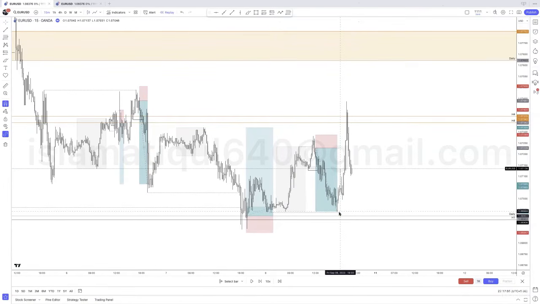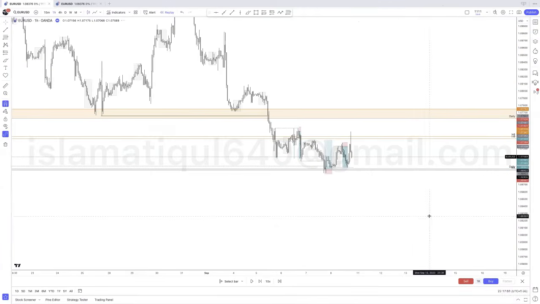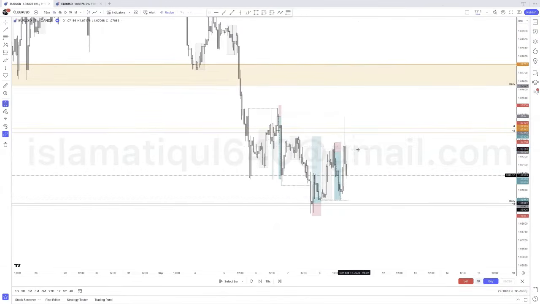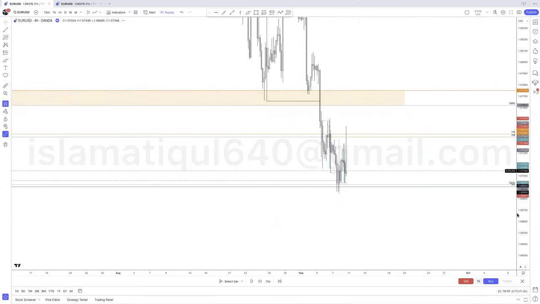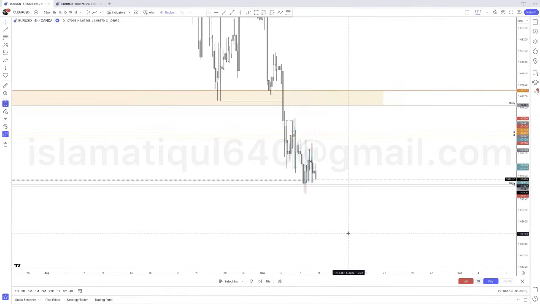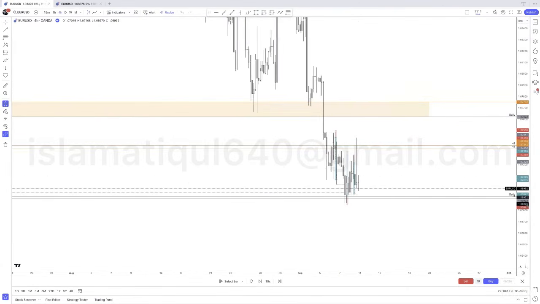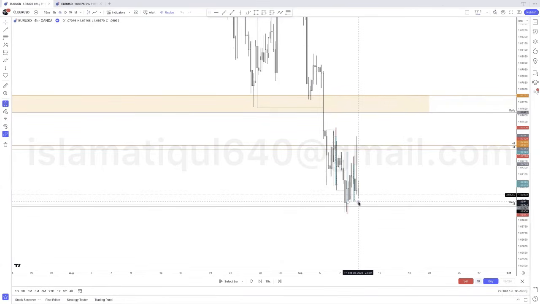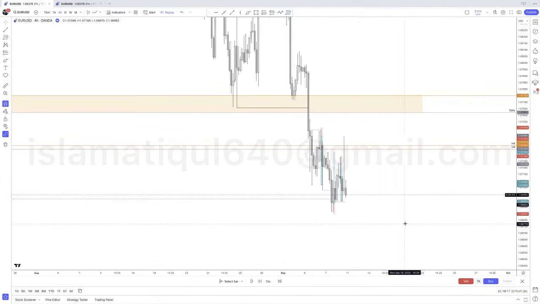Oh, it's dropping. I think they're coming all the way down here. Let's see. Yeah, big rejection, sweeping this liquidity. Let's wait for this candle to close, the last candle of the day. Like that, and it's over. That day is over. So we can go to the weekly time frame now.